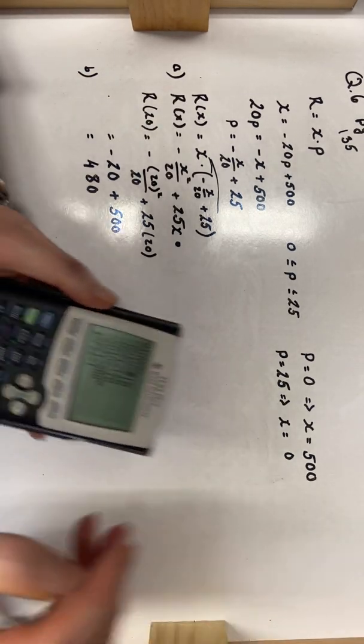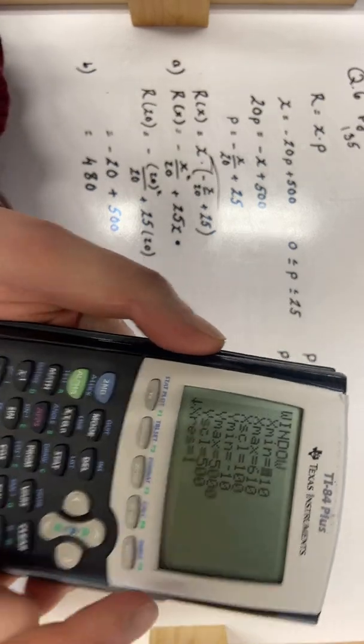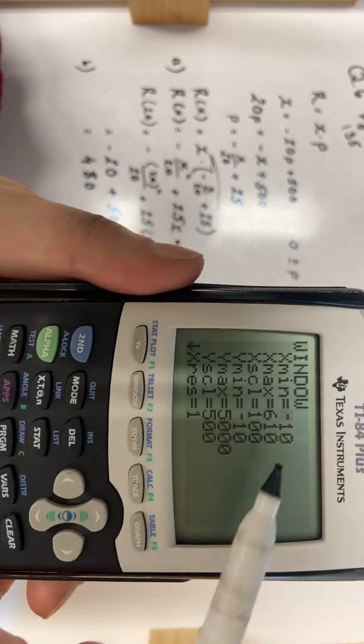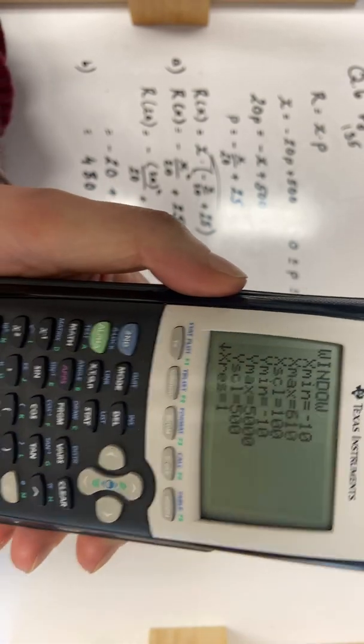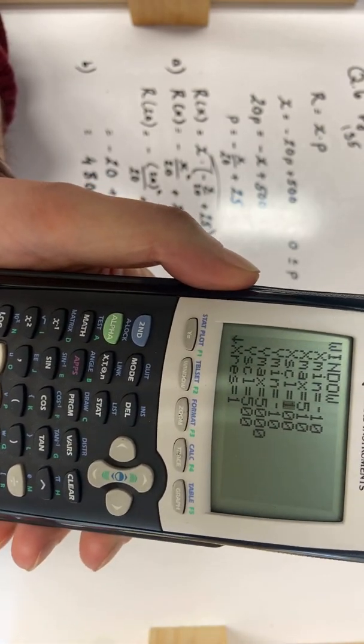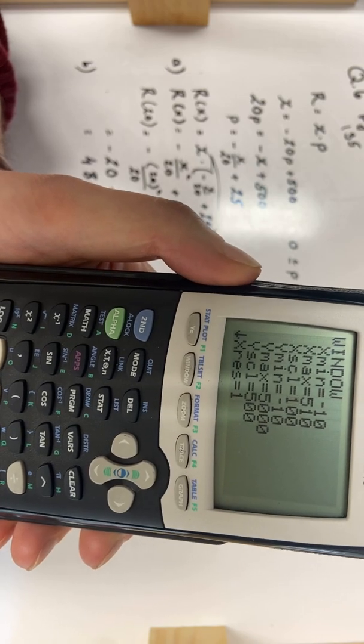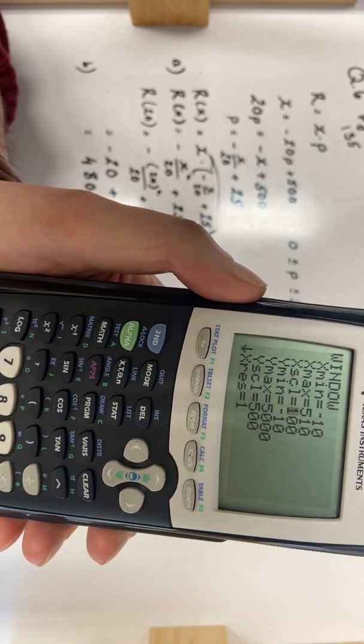As it so happens, my x minimum here is -10 to 610. I could change that if I like to 510. It would fit a little bit nicer. My scale is every 100. That's fine.